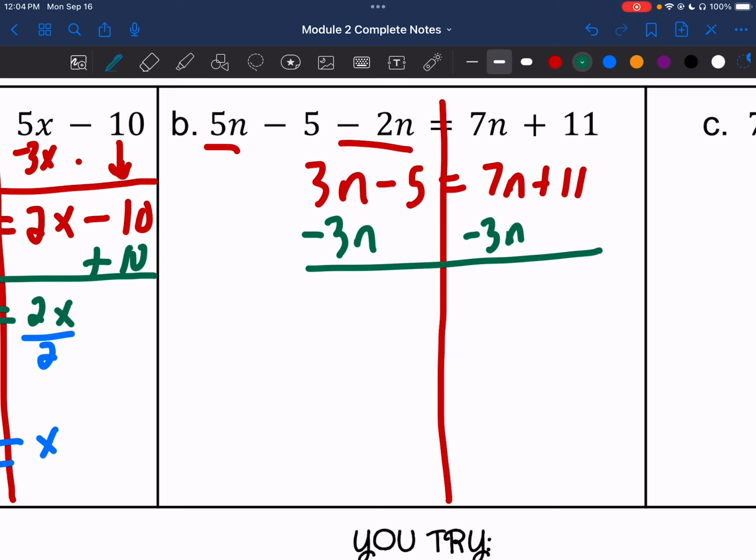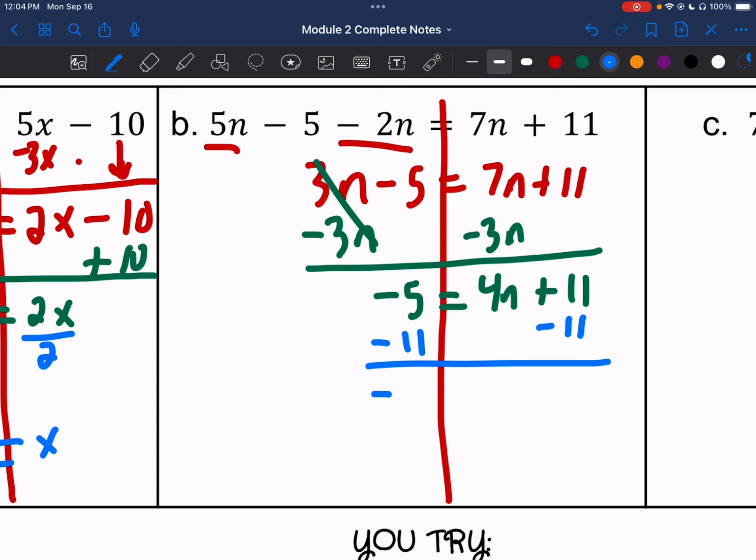and I'm going to get -5 is equal to 7 minus 3 is 4n, and then we have plus 11. Now I'm going to subtract 11 from both sides because I'm still trying to get that variable by itself. I get -16 is equal to 4n. And then my final step is to divide both sides by 4, and I get that -4 is going to be equal to n. And you can always substitute these in and check your work with the original equation on your own.